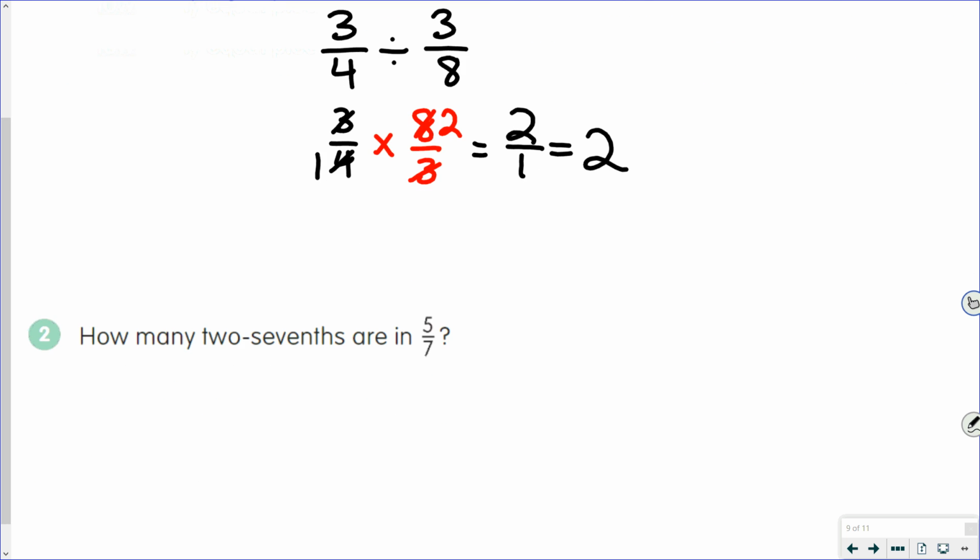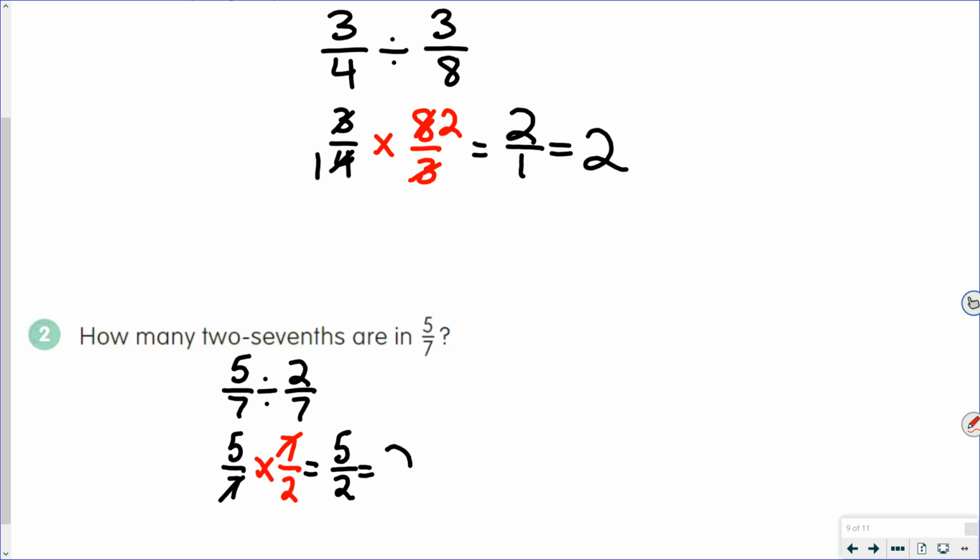How many 2/7 are in 5/7? Well, we start with 5/7 divided by 2/7. Keep, times, turn. 7's cancel each other out. So we're left with 5 over 2, which is 2 and 1/2.